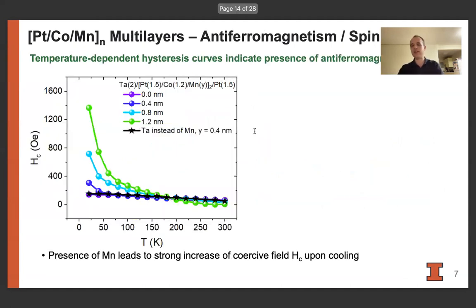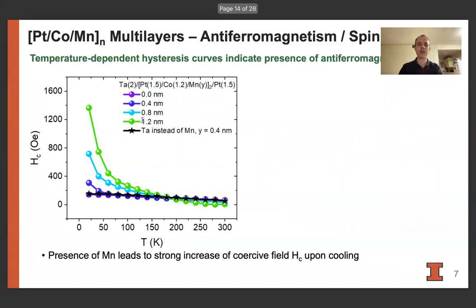And in order to understand that a little better, we have performed temperature-dependent hysteresis curve measurements, plotting here the coercivity against temperature. And you can see that when no manganese is present in the platinum cobalt samples, or tantalum instead of manganese, there is not much happening with the coercive field here.